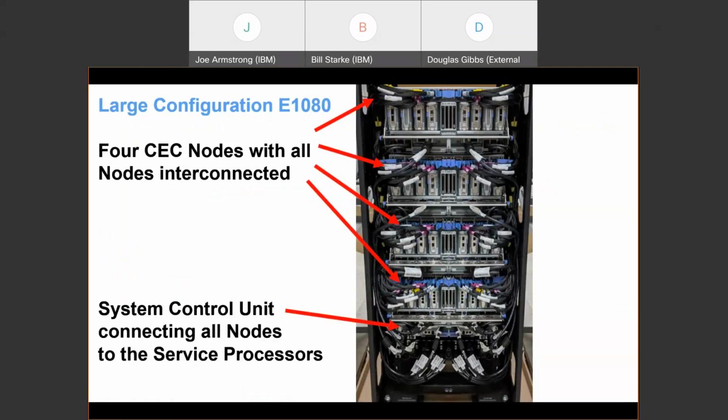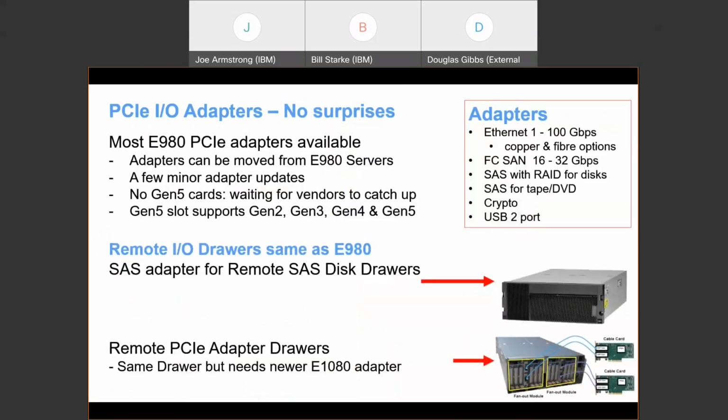So let's look a little bit at adapters. As I said, most of the E980 adapters are available for the 1080 as well. There are a few minor updates to them. And Bill also said that everything's Gen 5, but there aren't really Gen 5 adapters out there. Vendors are making Gen 5 adapters, or are busy working on them anyway. They will be supported in here in the future, and that's the great thing about the E1080. It's built not just for today, but for the next 3, 4, 5 years out, when you can purchase more Gen 4 and Gen 5 adapters to get better bandwidth.